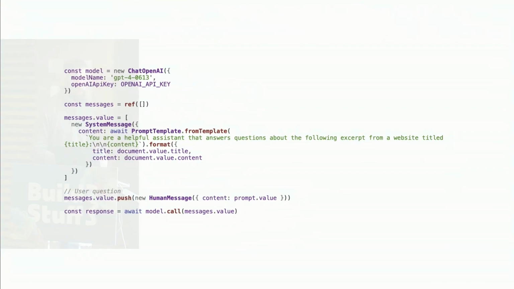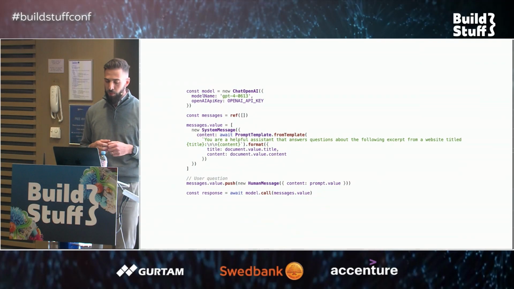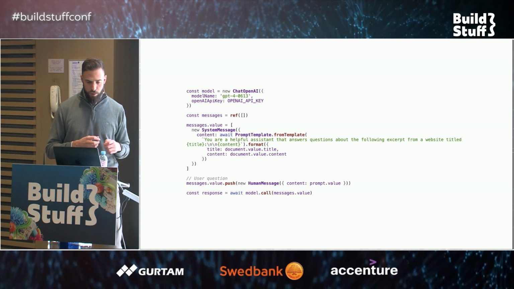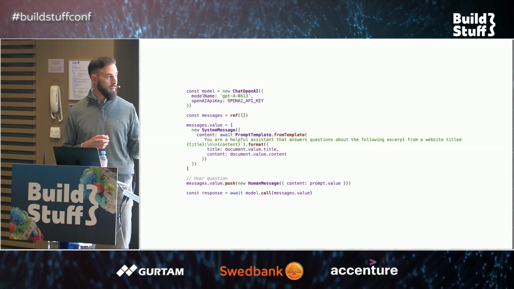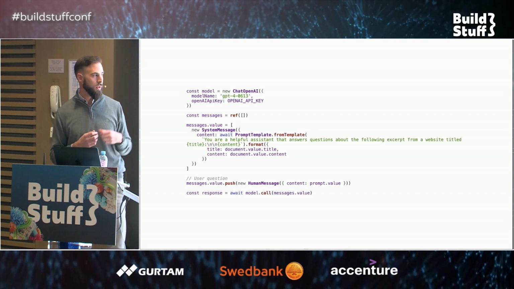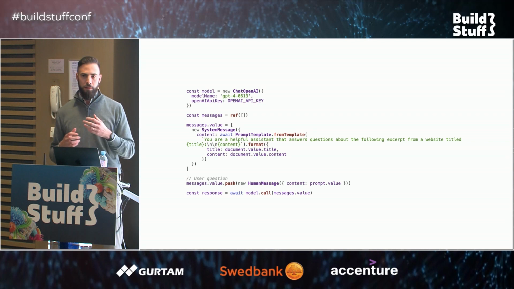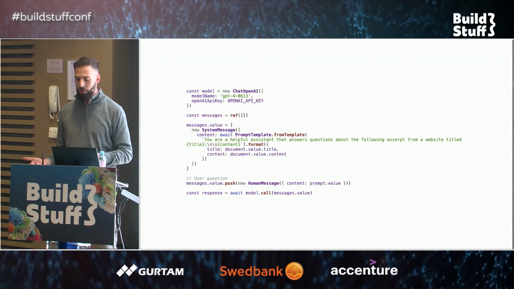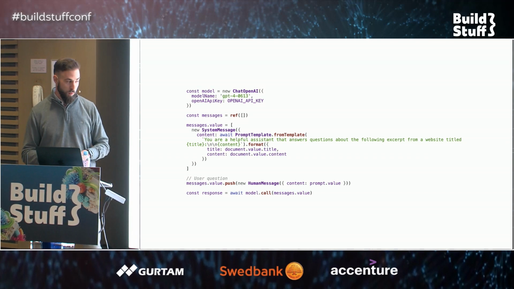Here's how that could look. We create a GPT-4 model once again. Then this time, we are keeping track of all the messages we are sending and receiving from the model. We initialize it with one system message, which uses a prompt template once again, and it says, you are a helpful assistant that answers questions about the following excerpt from a website. Then there's the title, and then the content. And after that, the user can just ask questions, and it will answer as best as it can.